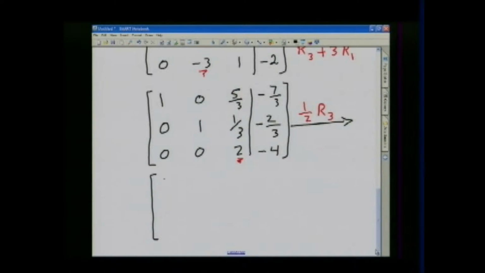Everything remains the same. 1, 0, 5/3 minus 7/3, 0, 1, 1/3 minus 2/3. Now multiplying 1/2 by the third row, 0, 0. Now this one would be 1, and this one would be minus 2.